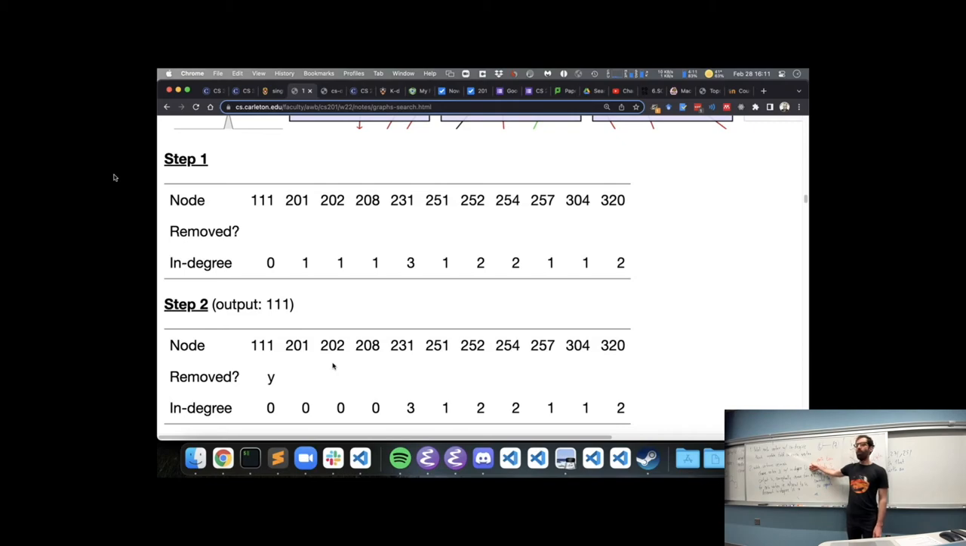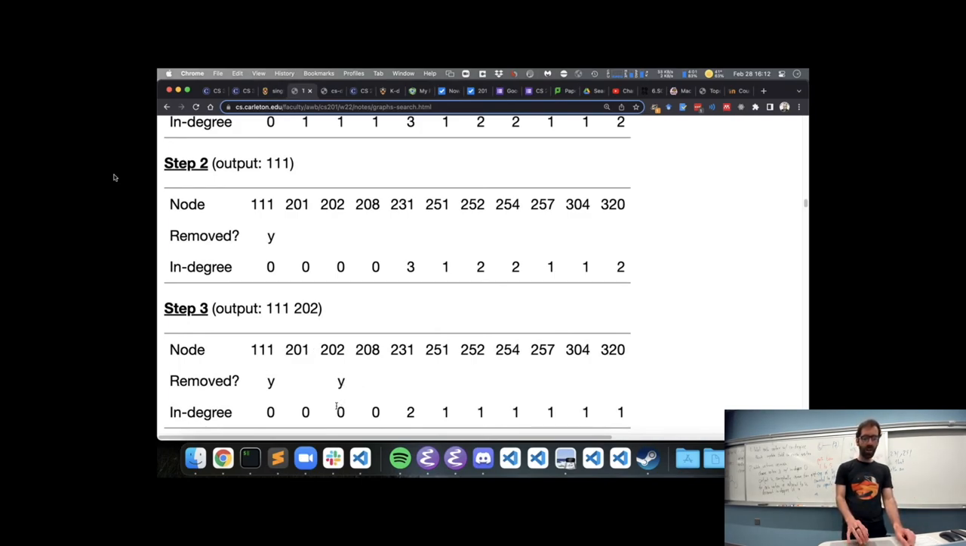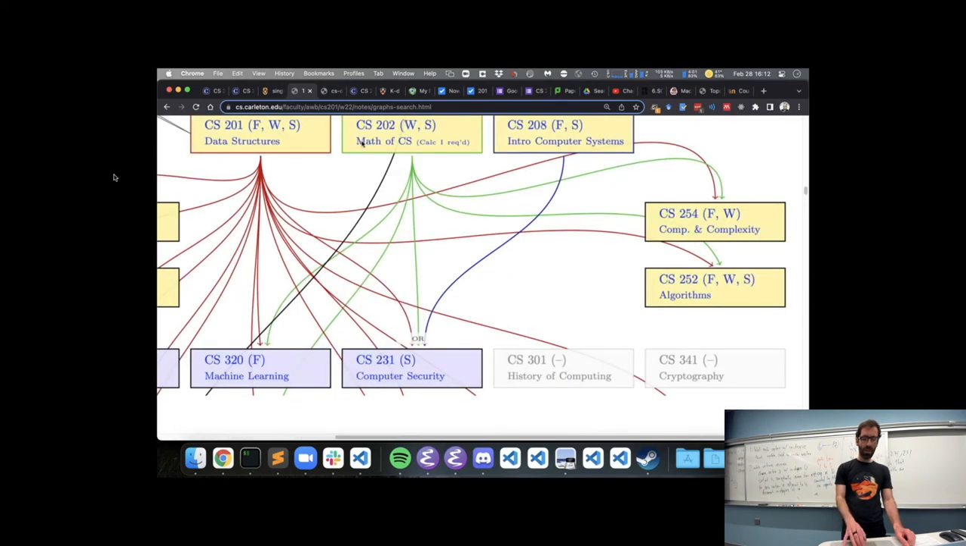Then we just repeat, because we haven't output all the rest of these, and now we can choose any of the three that have current indegree zero, any of the three for which we have satisfied the prerequisite. This graph is out of date because since it was made, 201 has become a prerequisite for 208, but as of the 2021 year, 111 was the only prerequisite. So we might just choose 202 next, mark it as removed, and we subtract one from the indegree of 252 and 254, which are two that 202 leads to. It also goes to 320 and 231.